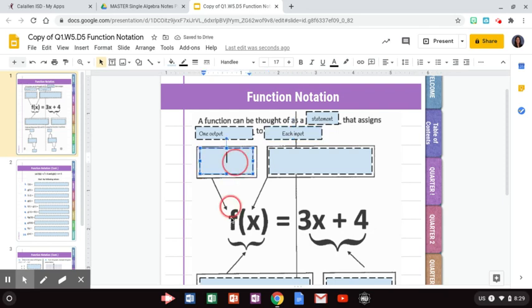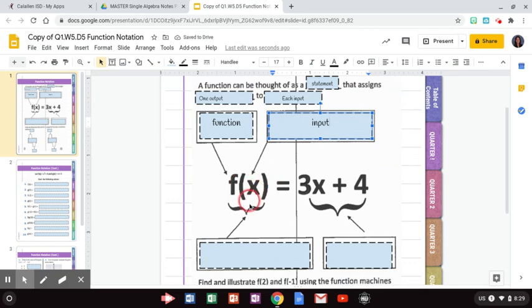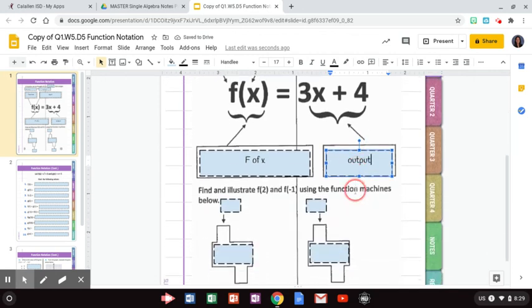So that F right there in this statement that we have stands for function. That X is your input. The way we read this statement with the F parenthesis and then the X is F of X. This whole thing right here, 3x plus 4, is called the output. So our statement, F of X equals 3x plus 4, is given.